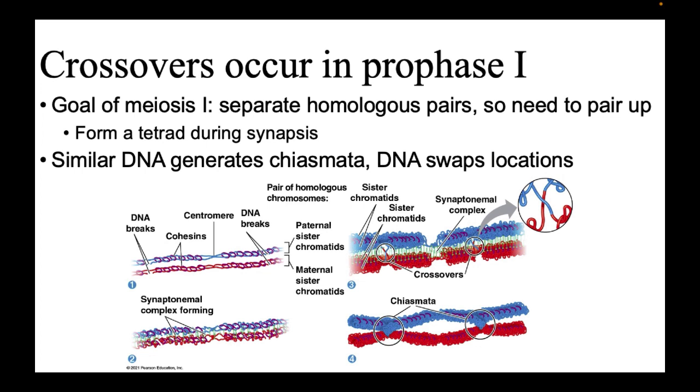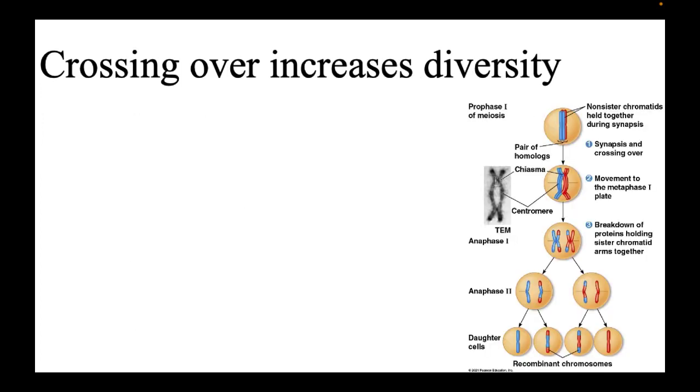This is the first big difference between meiosis and mitosis. So actually, no, second big difference. First big difference, we pair up the chromosomes. Second big difference, we trade parts. There's a lot going on here. Like we have to glue the pieces together, which is this synaptonemal complex. So it's just to hold them together to make sure that this process occurs.